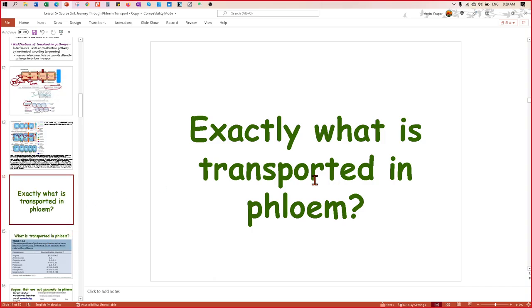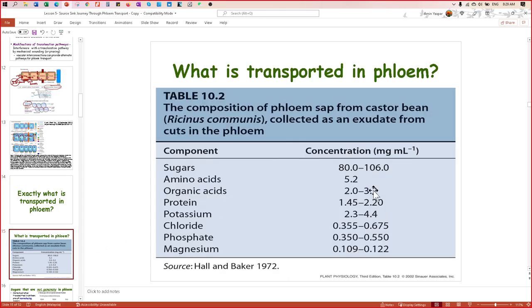So what substances go through the phloem? Basically, these are the list of things that you would commonly find if you analyze the sap in the phloem. Not talking about the xylem, because very likely you're going to get water and also some ions. Phloem is more complicated, the stuff in it. You've got sugar, amino acid, organic acid, protein, calcium, chloride, potassium, magnesium, and many other things. Even though it doesn't stay here, let me add RNA. Yes, nucleic acids can also travel in the phloem, to some degree.